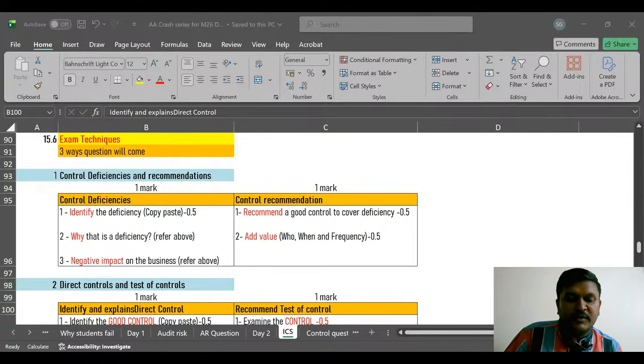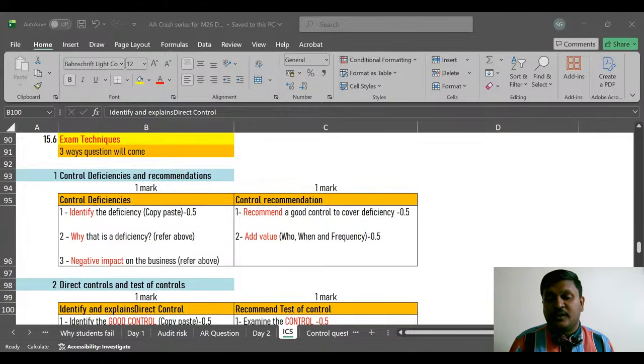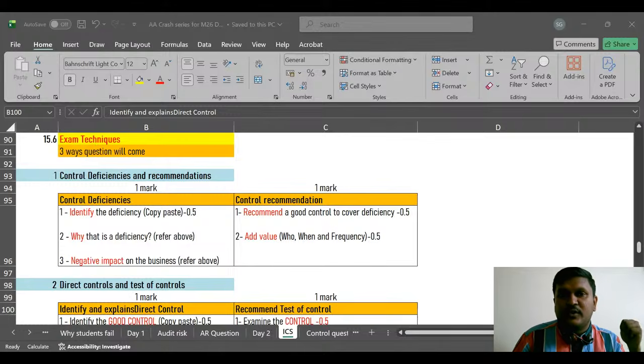The first way is that they could ask you a control deficiency and recommendation related question. They could give you a control deficiency and recommendation question over here. Okay, and they could go for a direct control and test of controls also. Next thing, so one way to ask a question would be, from a given scenario you need to identify what are the control deficiencies, explain why that is a control deficiency, and state what is the negative impact you will be having relating to this particular thing.